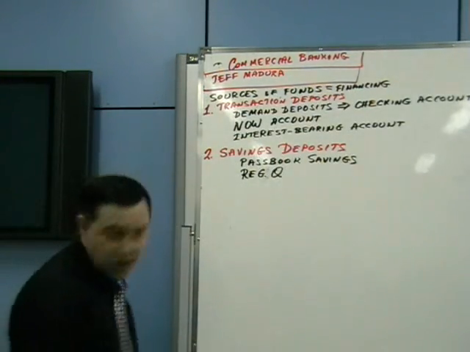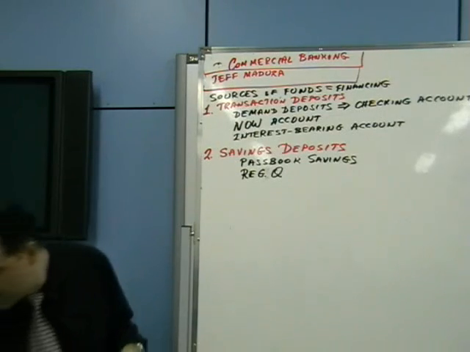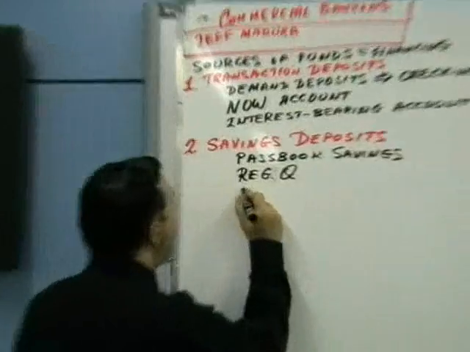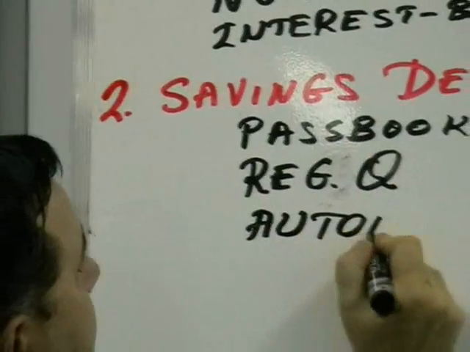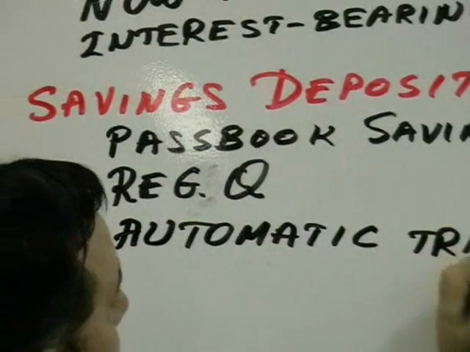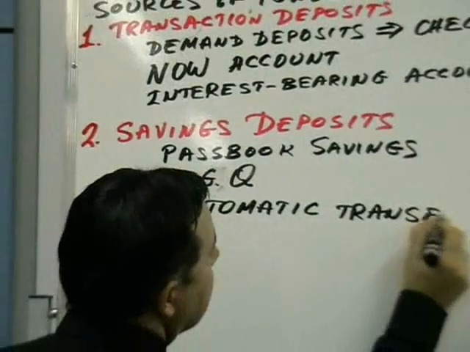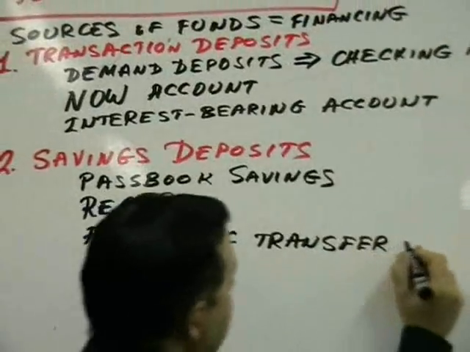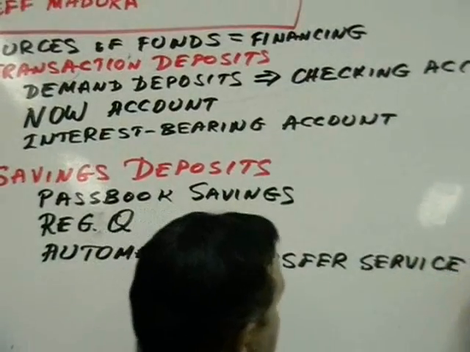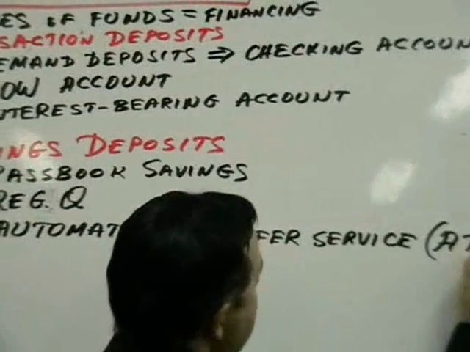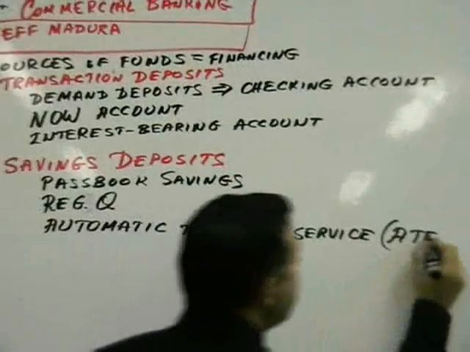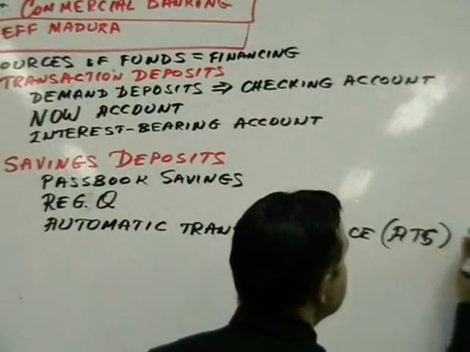So another version of this will be the so-called automatic transfer service, known as ATS. So it becomes an ATS account.